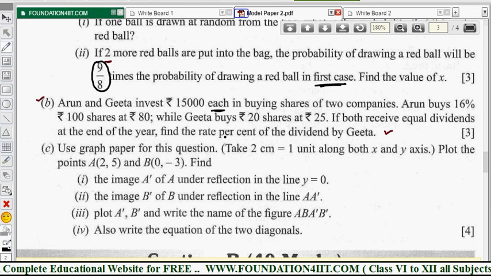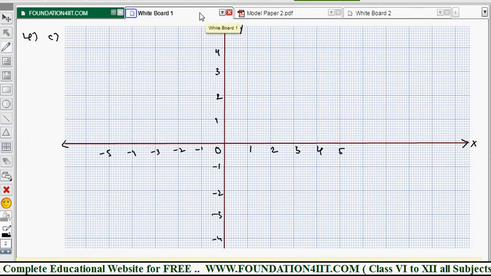So when you plot these points, A is (2, 5). That is A (2, 5) and B is (0, -3). So x value is 0, so point on y-axis at minus 3. So this is B (0, -3). Okay. So it is the point B and this is A.